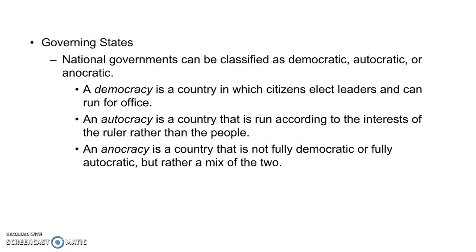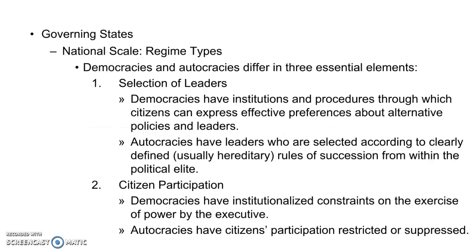All right, so governing states. You definitely need to know types of governments here. So democracy, autocracy, and anocracy. All right, and definitely know these definitions. Right here we have the difference between democracies and autocracies. They differ in these three essential elements, right? So the selection of a leader.